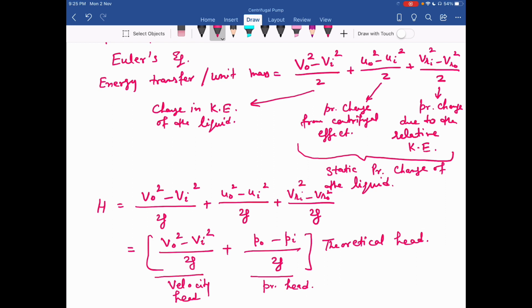Okay, or you can say in the centrifugal pump, the total head raised is equal to the sum of the velocity and the pressure head. So the first term in this equation is the velocity head and second term is the pressure head, and that is my total head H, and that is called the theoretical head.